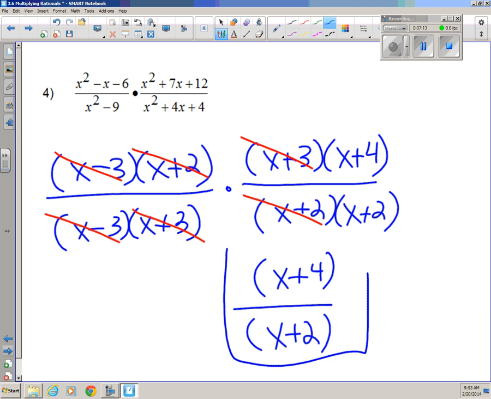You're better off keeping it in parentheses because you can't cancel out the x's. It's not a monomial, it's part of a package. Package deals cannot be touched unless it's an entire, complete, same package. So x plus 4 over x plus 2 is as is, final answer.